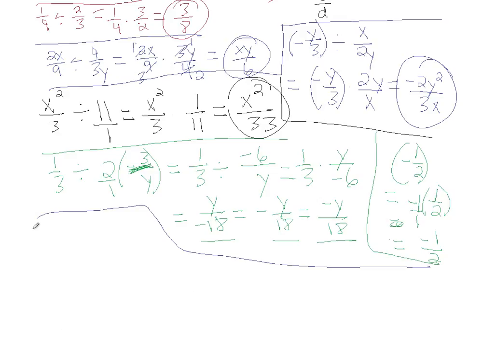Let's do one more. Let's say we have a minus 9 divided by 3x squared y. Okay. Let's go ahead and rewrite this whole number as a rational number. And let's rewrite the second term as a rational number.